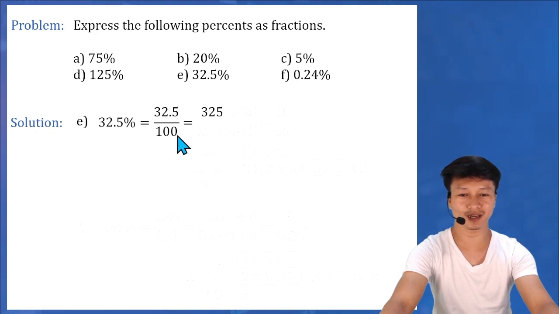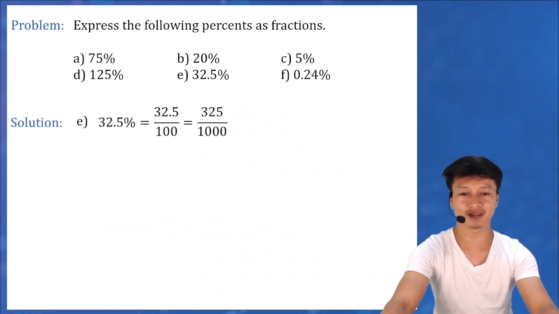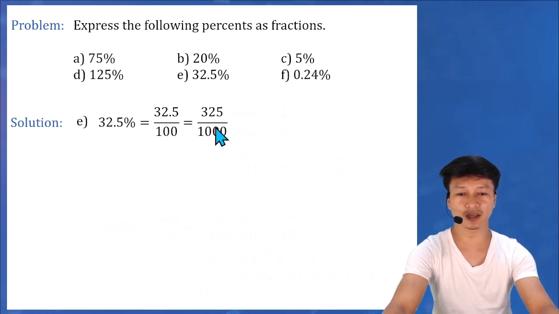Yung decimal point ng 100 ay nandito sa dulo. Pag nag-move tayo ng isa pang decimal point, magiging 1,000 na yung 100. And then after that, saka na natin hanapan ng GCF to divide the numerator and the denominator to simplify the given fraction. So ano nga ba ang greatest common factor ng 325 and 1,000?